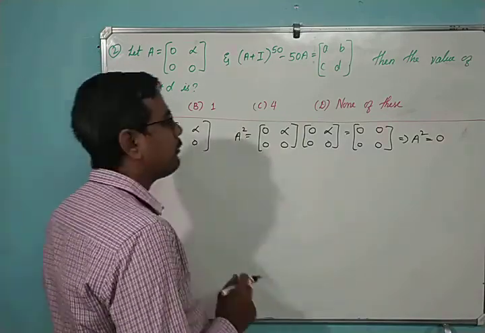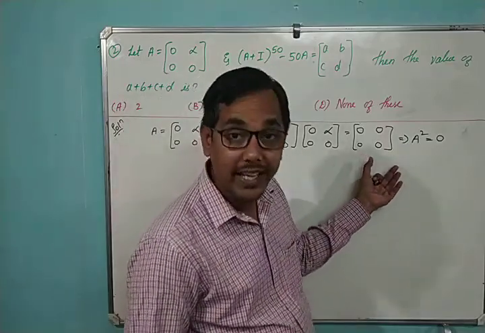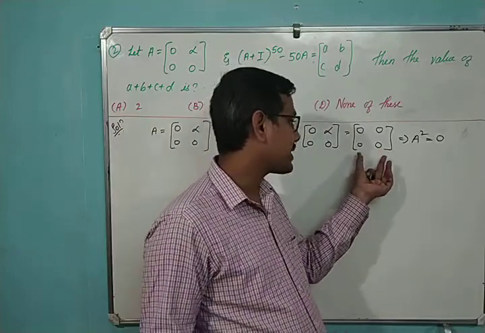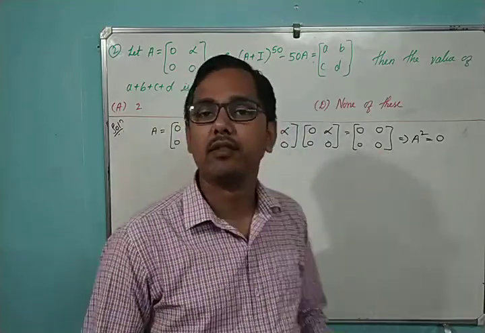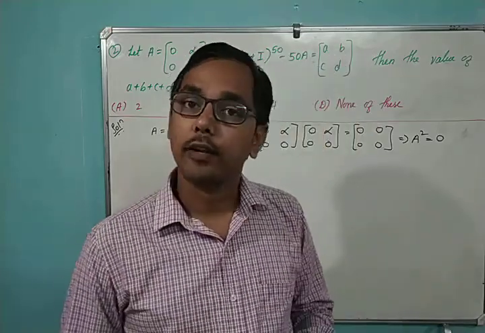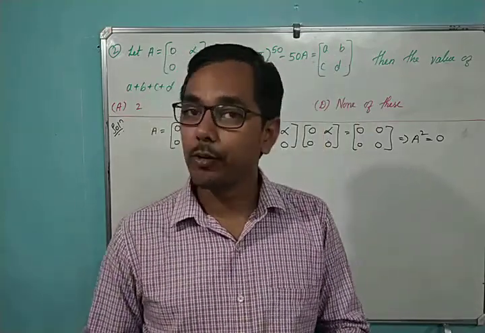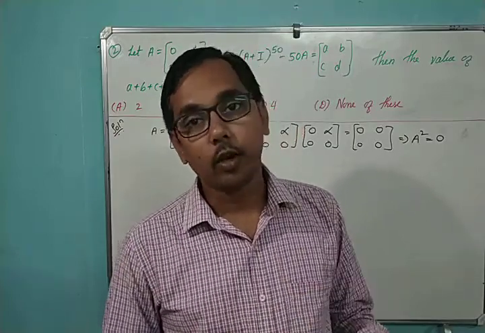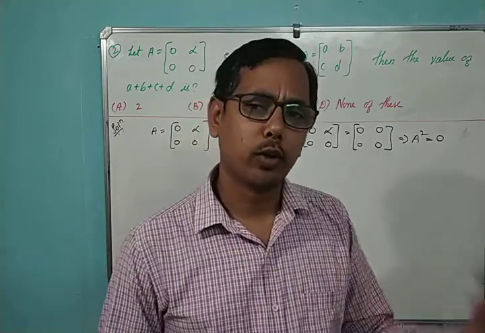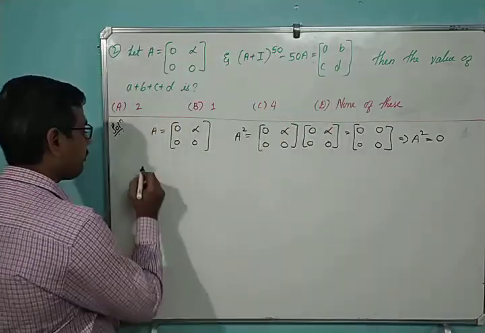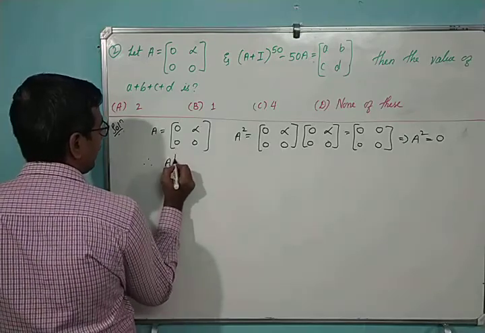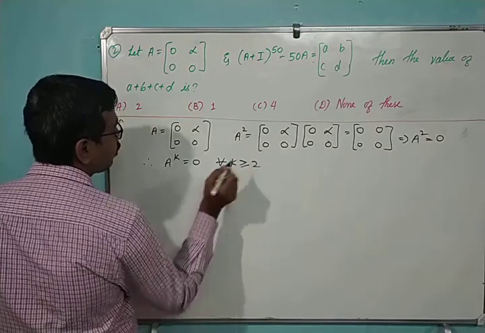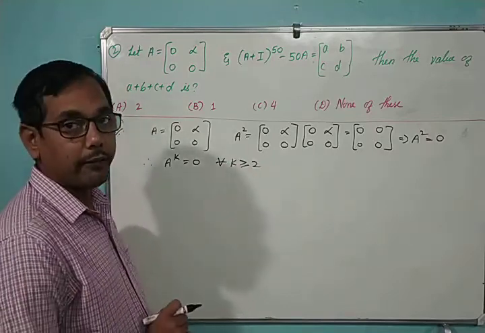Similarly, if I multiply any matrix with this zero matrix, the result is going to be 0. As A square is 0, A square multiplied by anything is also 0. A cube can be written as A into A square, and as A square is 0, A cube is also 0. A to the power 4, A to the power 5, anything you take will be 0. Therefore, I can write A to the power k is equal to 0 for every k greater than or equal to 2.